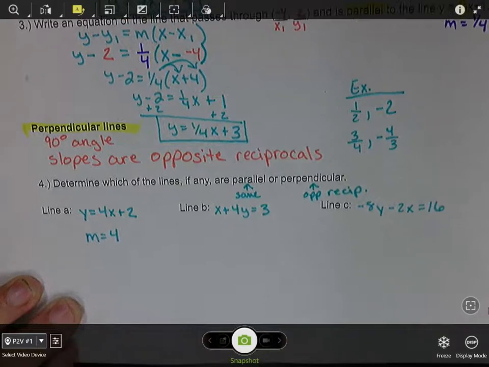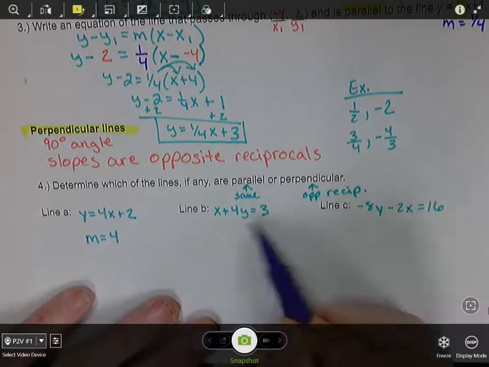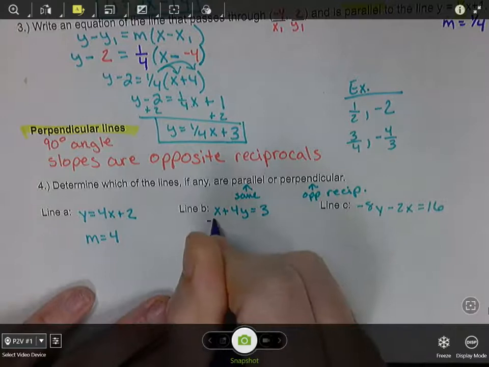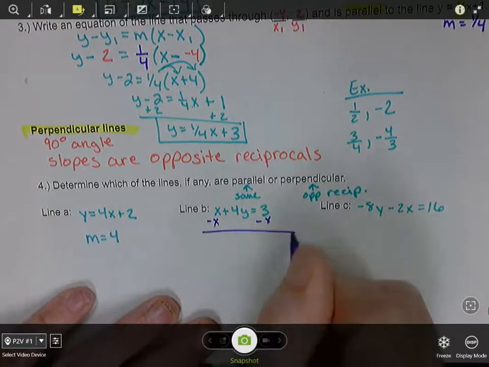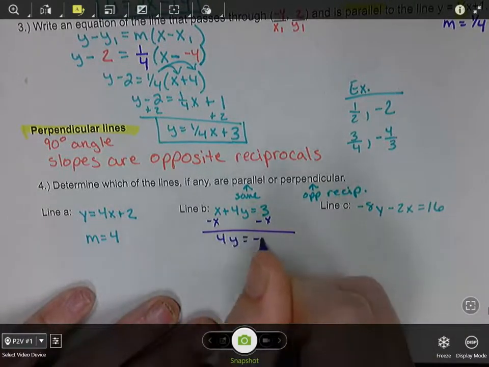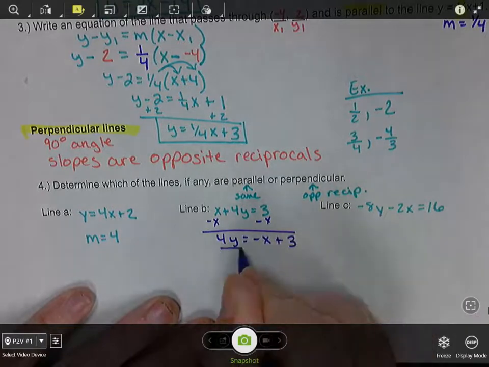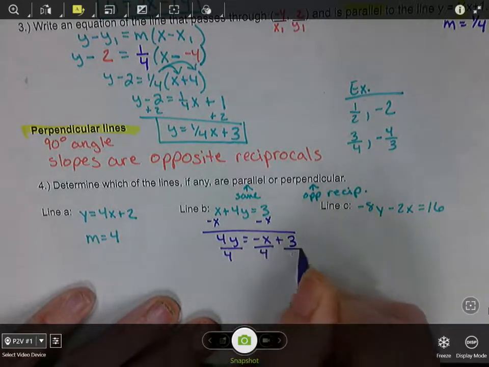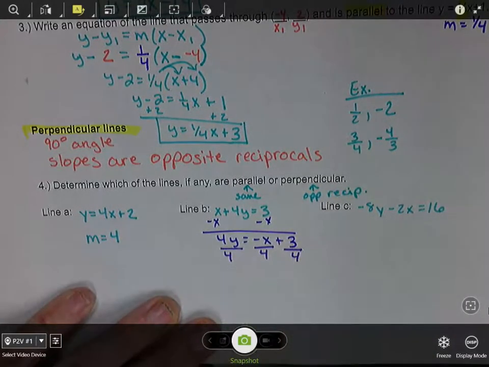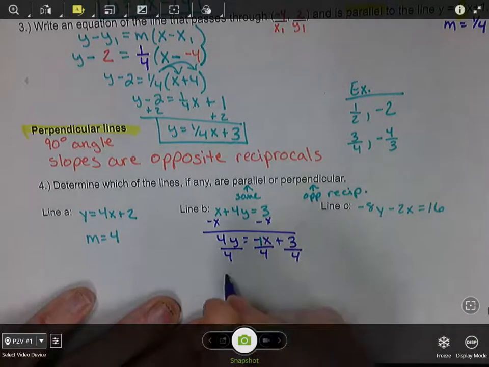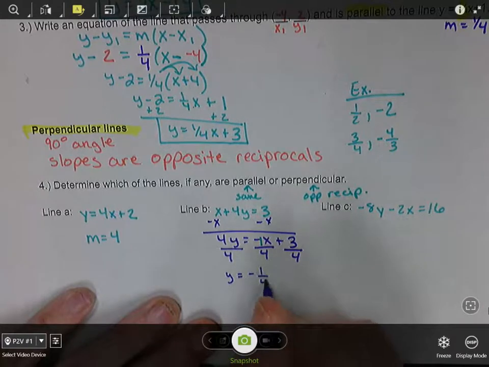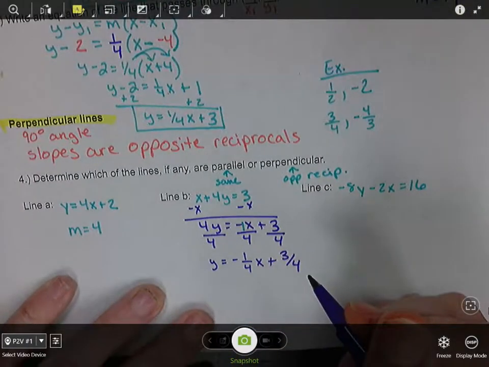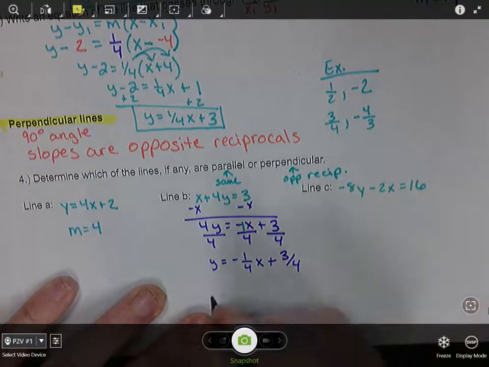However, with line B, it's not in slope-intercept form, so you've got to put it in slope-intercept form first. So first we subtract the x over. We get 4y equals -x plus 3. Divide everything by 4. And there is a 1 in front of that x, so that's -1 divided by 4. So that's y equals -1/4 x plus 3/4. Now that it's in slope-intercept form, you can see that your slope is -1/4.